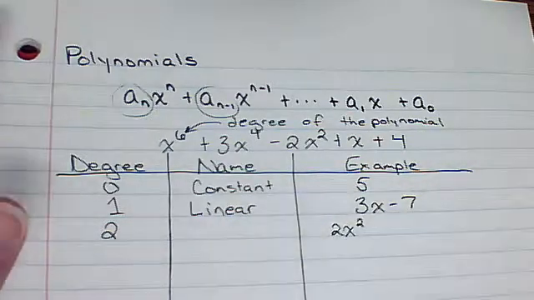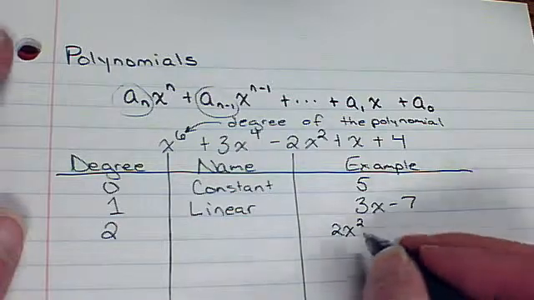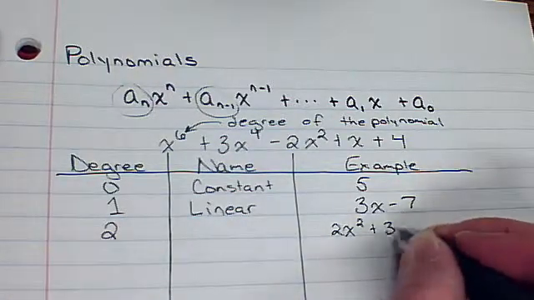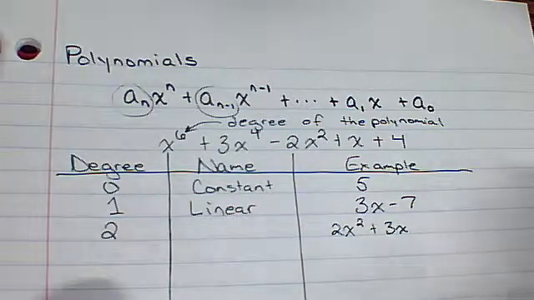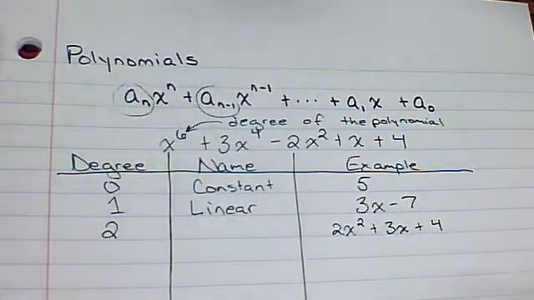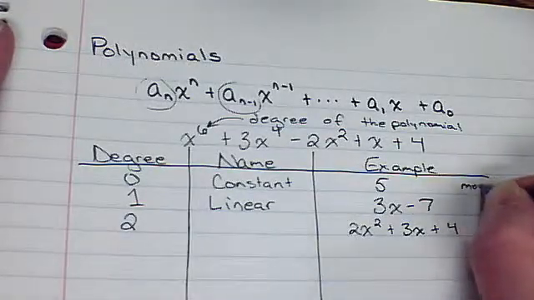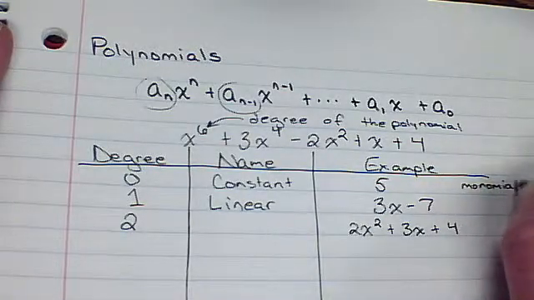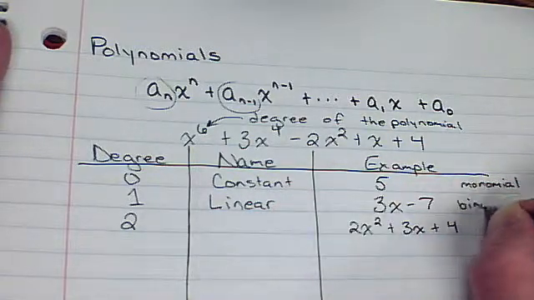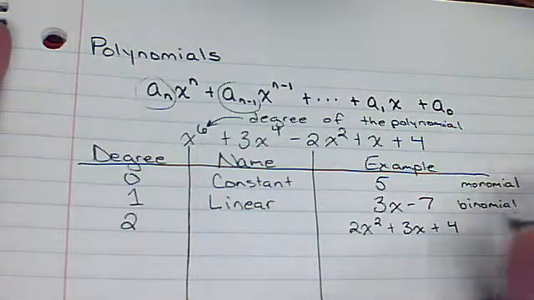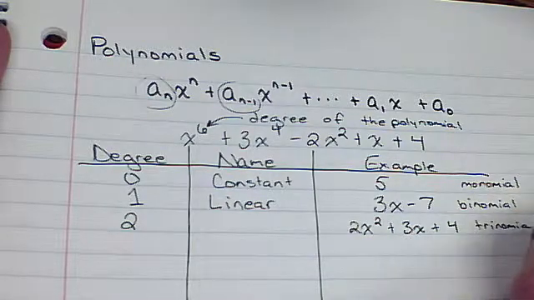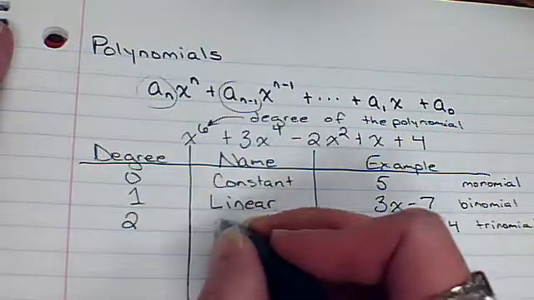It could just be by itself. That would be a monomial, one term. Could have 2 terms. That would be a binomial. Or it could have 3 terms. It's a trinomial. This is a monomial. Constant monomial. This would be a linear binomial. And 3 terms would be a trinomial. Now, if we remember correctly, this is a quadratic.